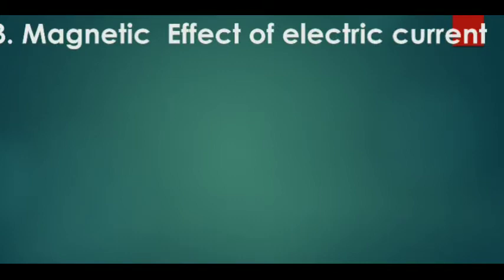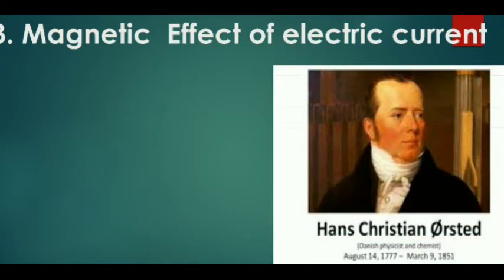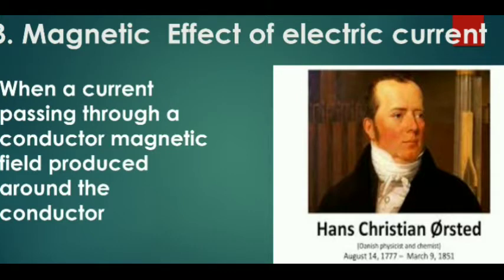magnetic effect of electric current. So what is magnetic effect of electric current? See that when a current passing through a conductor, a magnetic field is produced around the conductor. Again I'm telling, when the current passes through a conductor, a magnetic field is produced around the conductor. Yes, this is the magnetic effect. Clear?